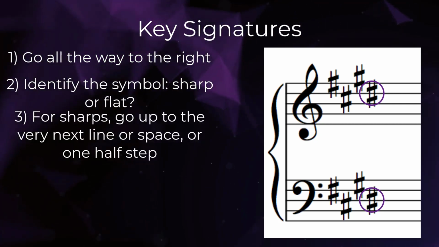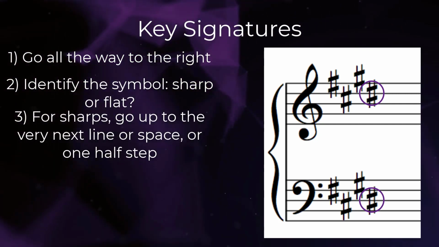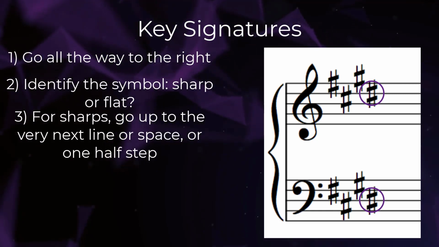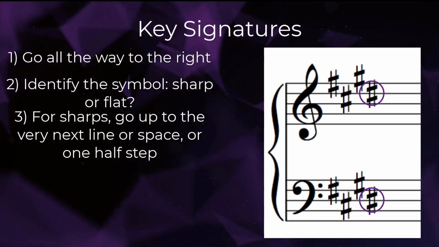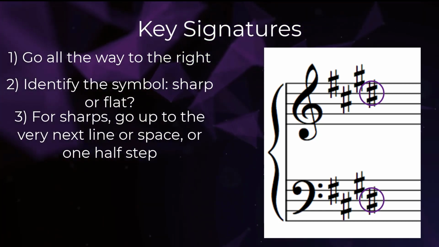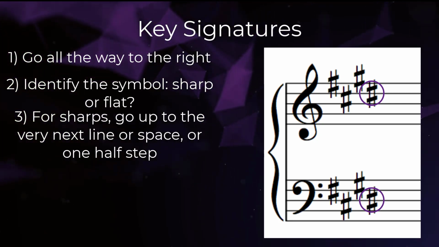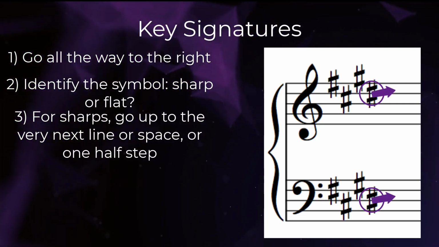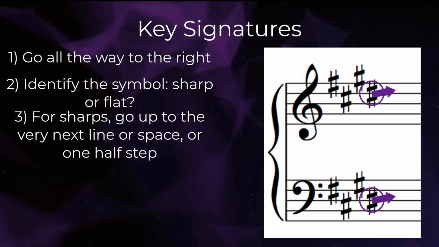For sharps, go up to the very next line or space from that rightmost symbol, or up 1/2 step. Here, our last sharp is on D sharp, so we go to the next line, or in this case, a space, and write a note head on this space.